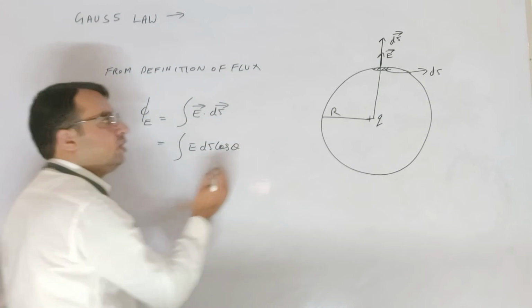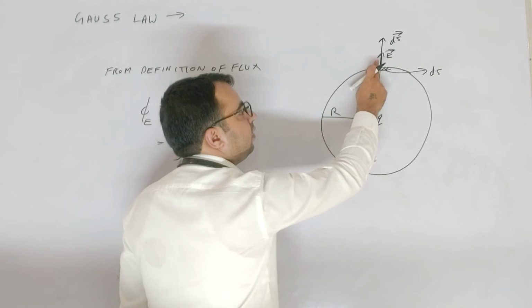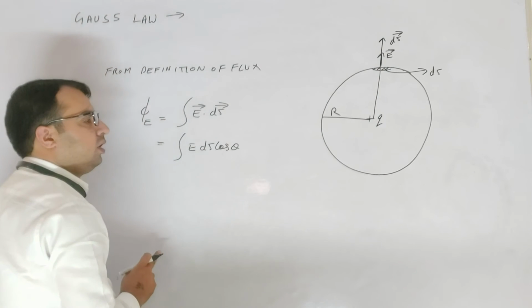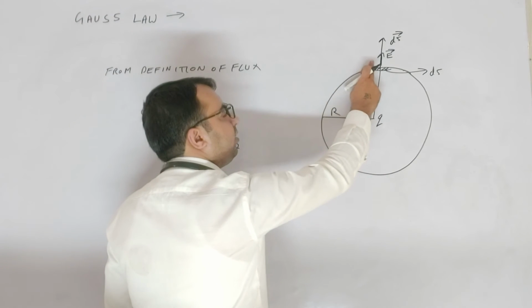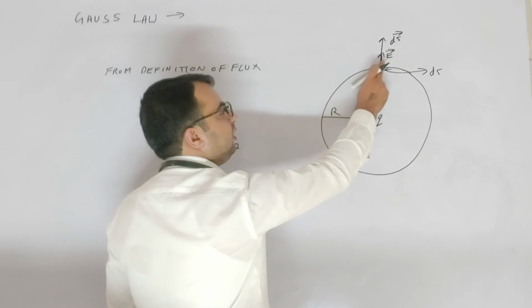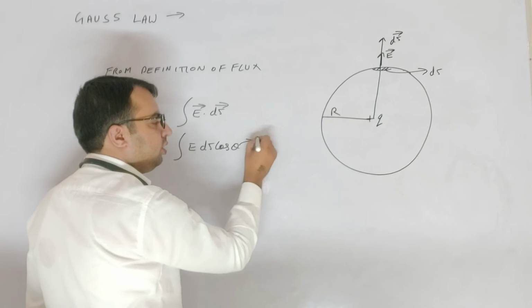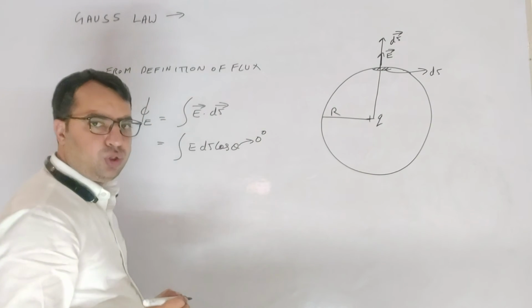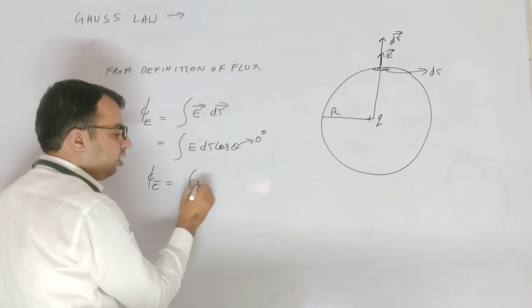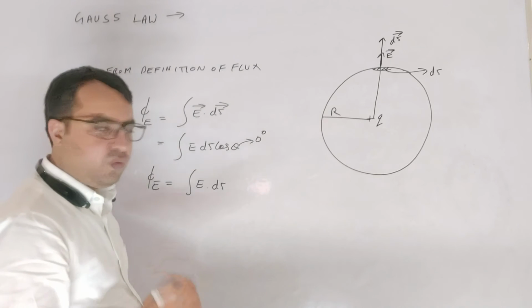If you just have a view on the angle, what will be the angle between the electric field vector and area vector? The electric field vector and the area vector both are parallel. It clearly shows that the angle between them is 0 degree. So the value of theta will be 0 degree, and we all know cos 0 is 1. So flux is equal to integral of E dot ds, as cos 0 degree is 1.